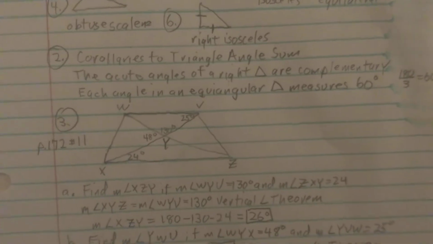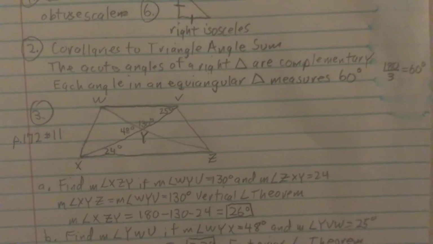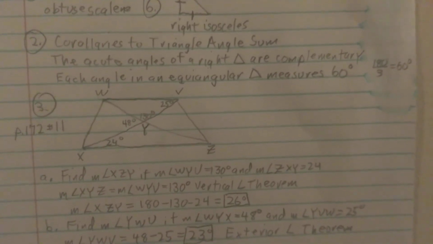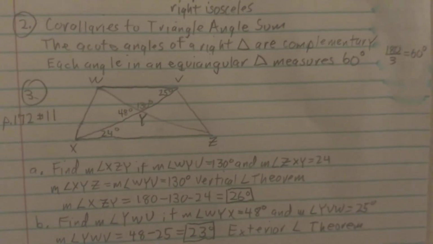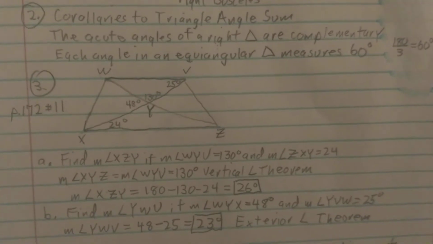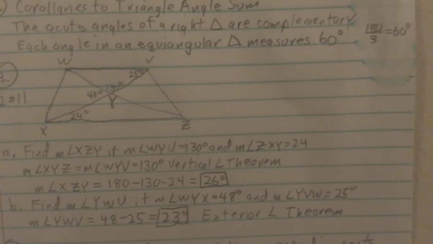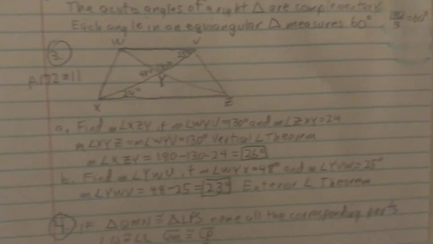Question 2 is to write out the corollaries to the triangle angle sum. So the first is the acute angles of a right triangle are complementary. The second is each angle in an equiangular triangle measures 60, which is 180 over 3, or 60.